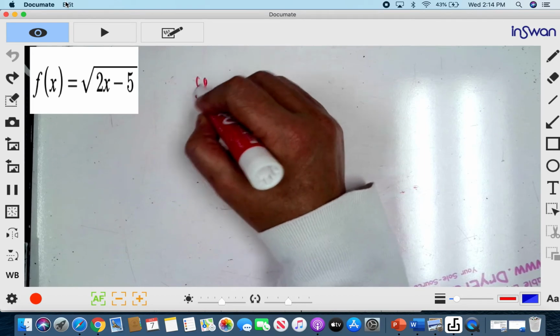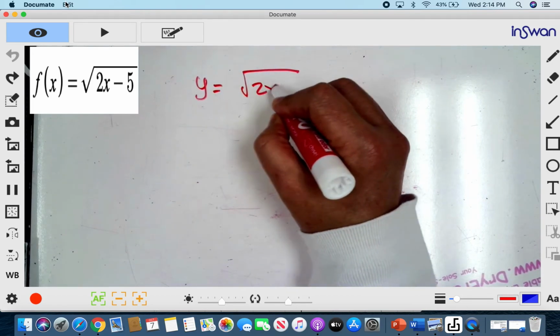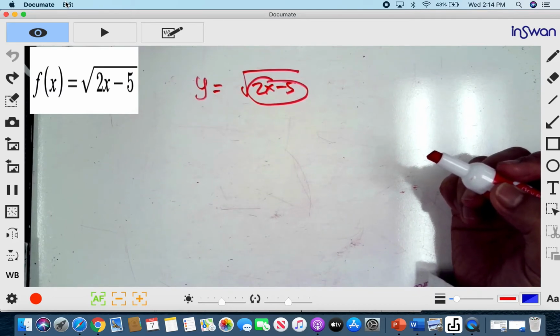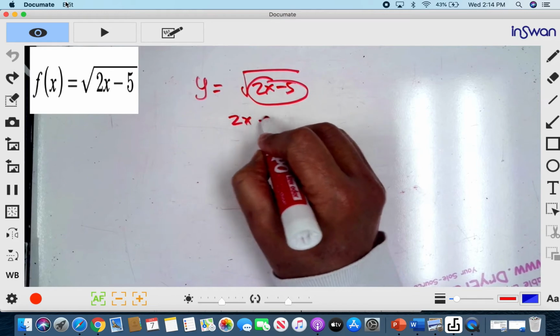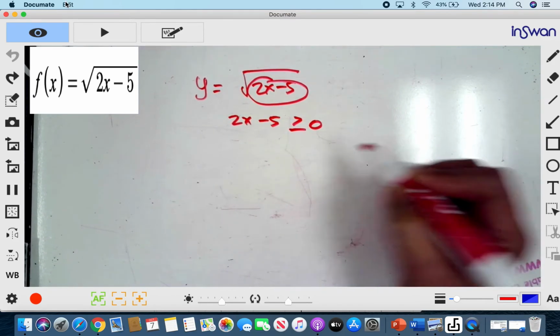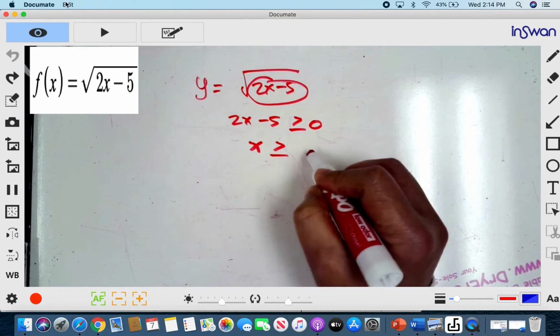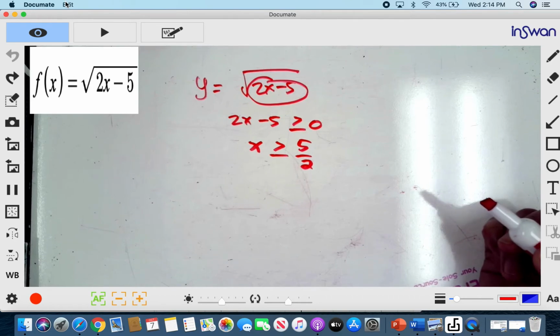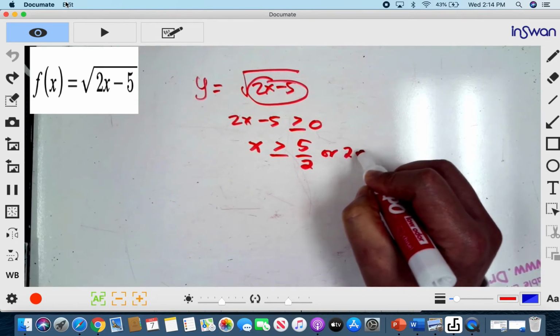algebraically. So y equals the square root of 2x minus 5. This number here cannot be negative. So therefore, the minimum value of this would be 0. So we could say that 2x minus 5 is greater than or equal to 0. And solving for x, you would get x is greater than or equal to 5 over 2, or we can also put it as 2.5.